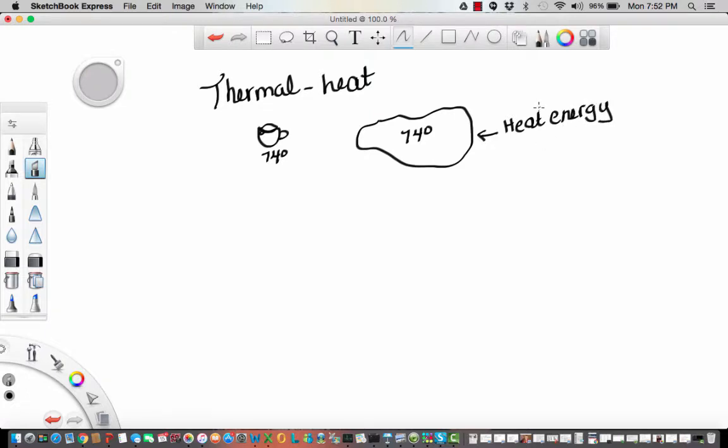So you're going to remember that the larger object, the object that has more particles in it, is going to have more heat energy or more thermal energy.